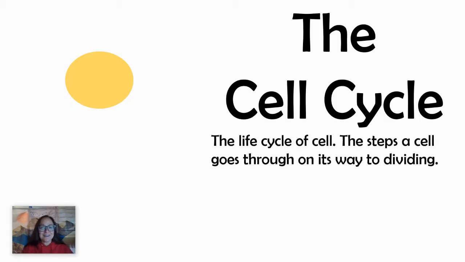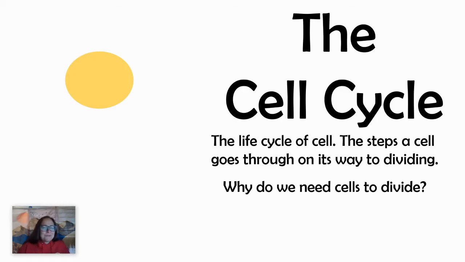But what is the cell cycle, right? It's basically the steps a cell goes through throughout the course of its life. And when we say its life, like on its way to divide. And so when we think about, well, what's the big picture?